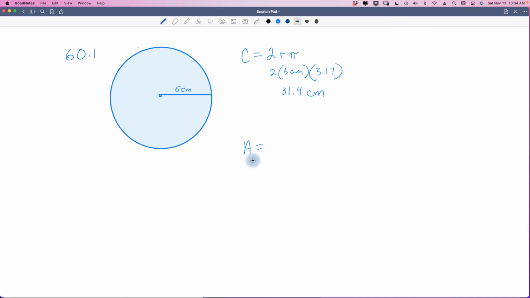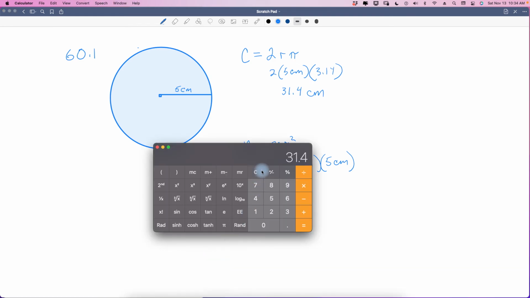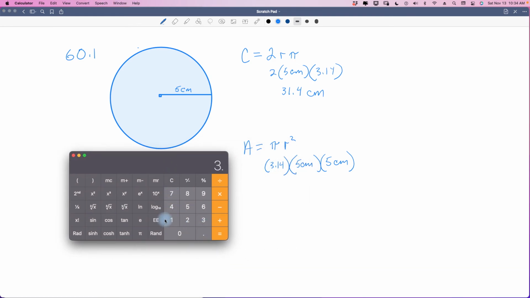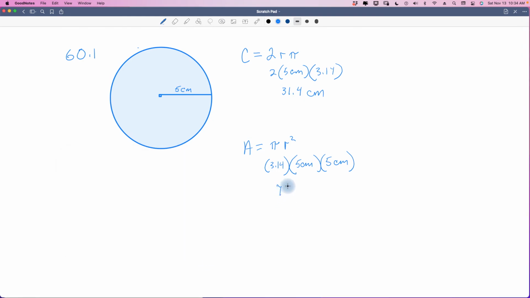That's the circumference. Area, if you remember area, it is pi times radius squared. So we put in 3.14 for pi, and then we put in 5 centimeters times 5 centimeters. All right, and we pull up our calculator, and we do the math on that. And we say 3.14 times 5 times 5 equals 78.5, but we have centimeters once, twice, so we have to put centimeters squared.